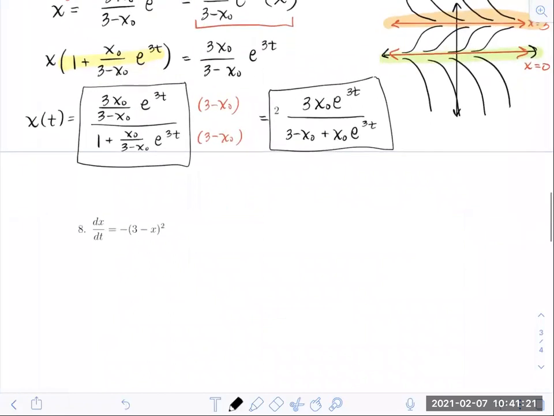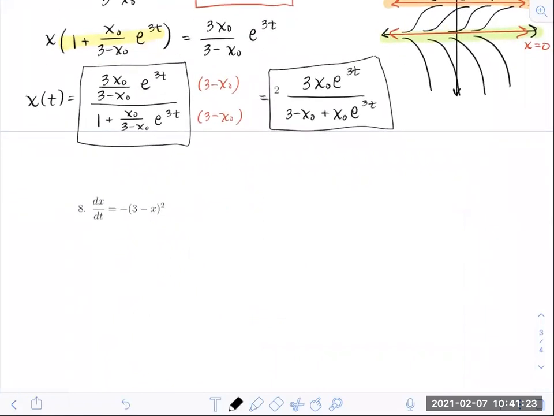Problem 8 has the exact same instructions. Find the critical points, classify them using a phase diagram, solve explicitly for x, and then sketch typical solution curves. So let's begin by finding our critical points. No need to factor, this thing is already factored. We only get one critical point here, and that is at 3. Oops, not 0, 3.